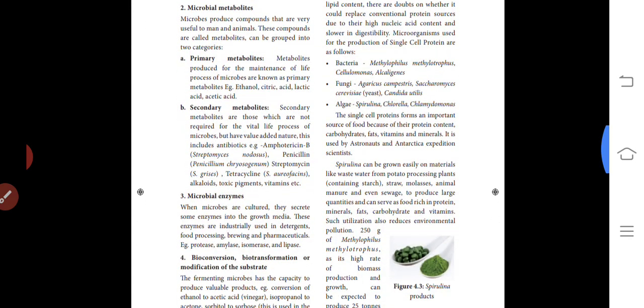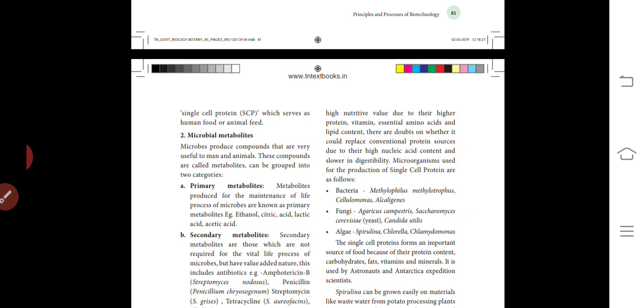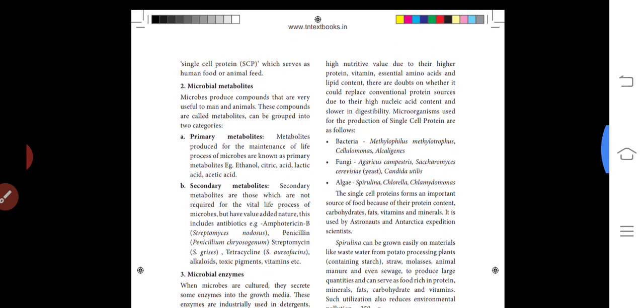So next one, microbial metabolites. Microbes produce compounds that are very useful to man and animals. These compounds are called metabolites. They can be grouped into two categories: primary metabolites and secondary metabolites. Metabolites produced for maintenance of the life process of microorganisms are known as primary metabolites: ethanol, citric acid, lactic acid, acetic acid. So next one, secondary metabolites.